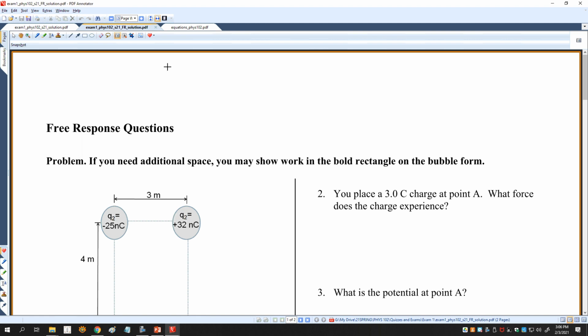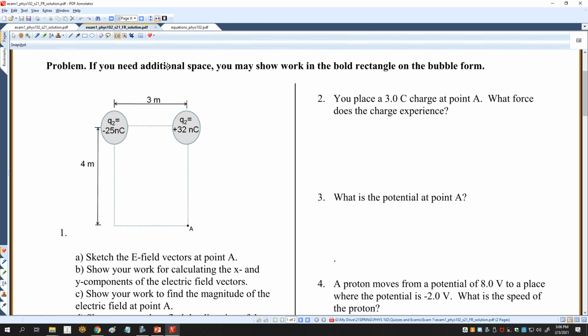This is exam 1 for Physics 102, Spring 21. These are the free response questions. Remember, I'm looking for your work on these, so I want to see all of your work on them for full credit. So number 1, sketch the E-field vectors at the point A.